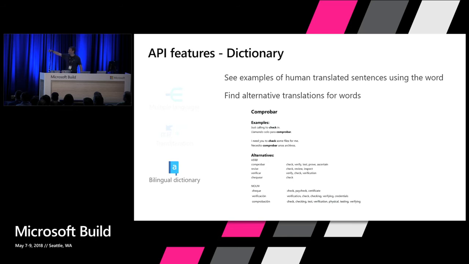And then you can even get examples of the context in which the word was used, like "Necesito comprobar unos archivos," for instance. So if you do language learning applications, that could be very useful, or if you're just looking for one specific word. This feature was available in the app and on Bing.com Translator. Now it's available in the API as well.